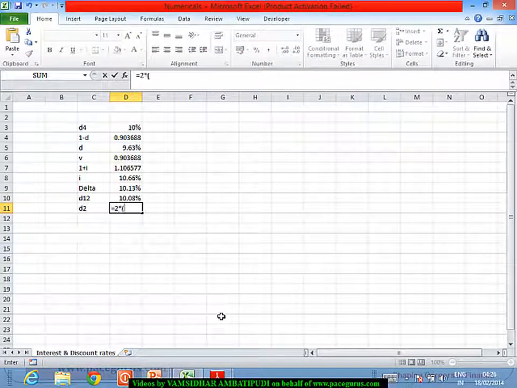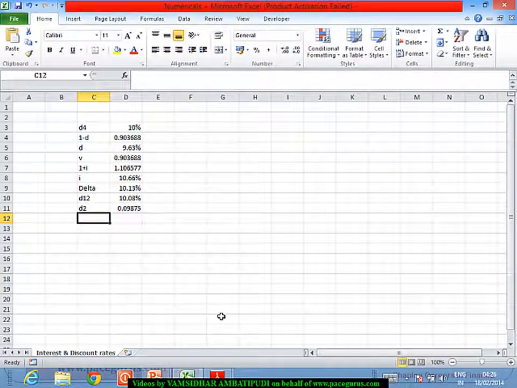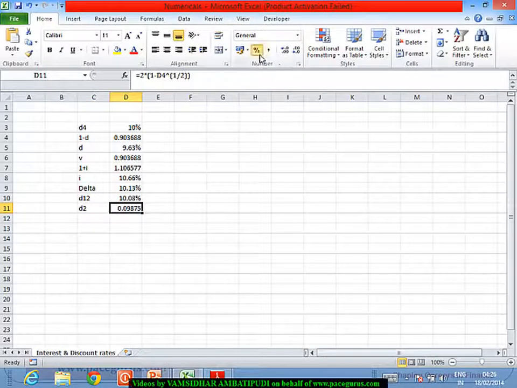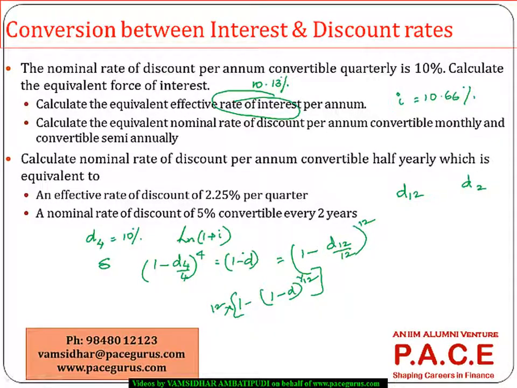So this is 2 times 1 minus 1 minus D to the power half. This is around 9.875%. So that is how we are seeing the annual discount rate. If it is a nominal discount, convertible semi-annually it is 9.88, convertible quarterly it is 10, convertible monthly it is 10.08%. So that's how we can try looking at conversion from one form to other. The moment I have a clarity on the equation, all these kind of numericals can quite comfortably be resolved.